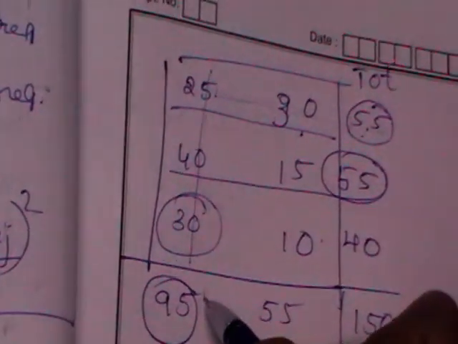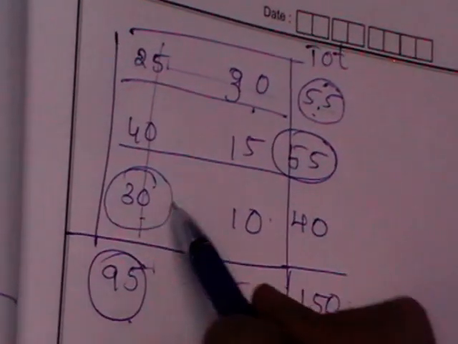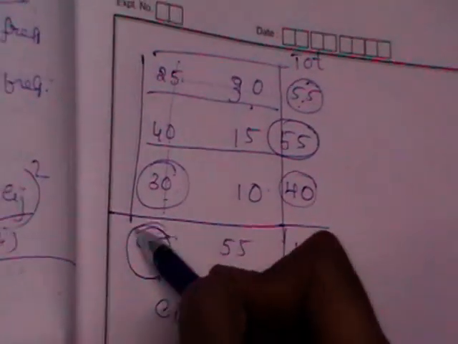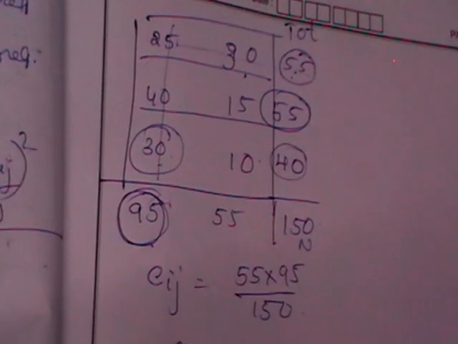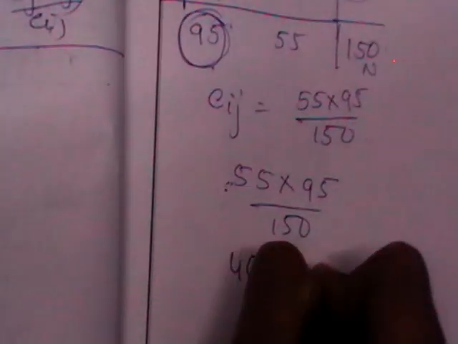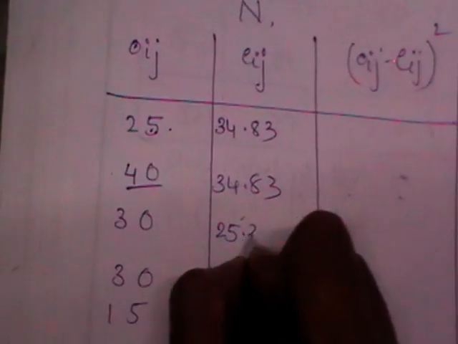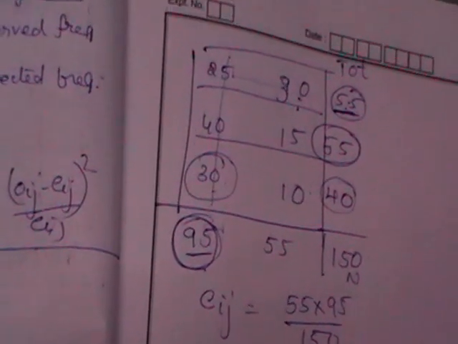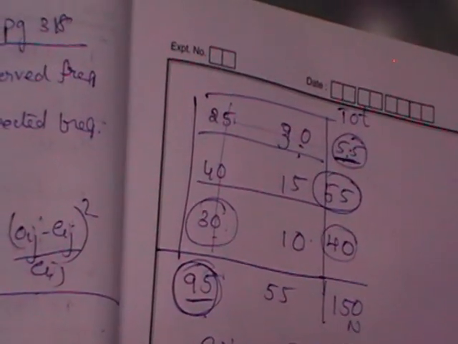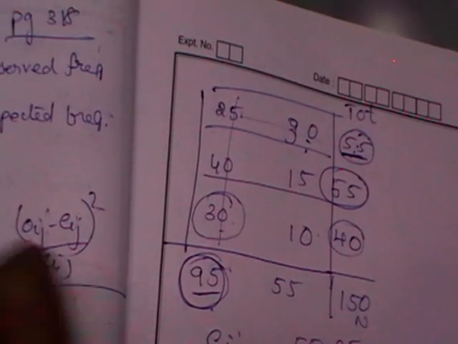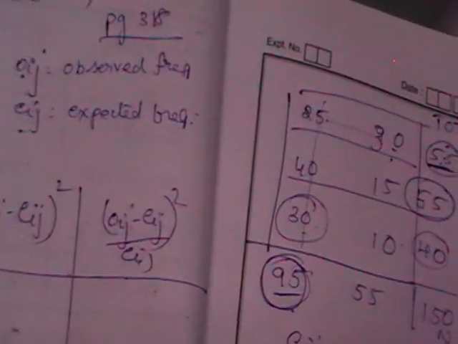If you want to calculate with respect to this 30, going column wise, you have 40 here and 95 here. So you will get 40 into 95 by 150, which is nothing but 25.34. Similarly, if you want to calculate with respect to the next 30, you take the product of these two, 55 into 95 by 150. So you fill that column in that way.